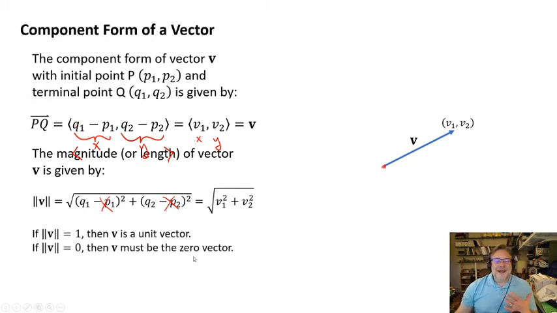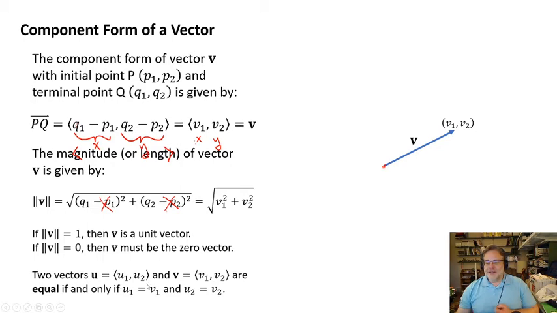Here's some extra little things here. If the magnitude of vector v is equal to 1, then there's a special name for this vector here. It's a unit vector. So any vector that has a length of 1 is a unit vector. If the magnitude of v is 0, then v must be the 0 vector.